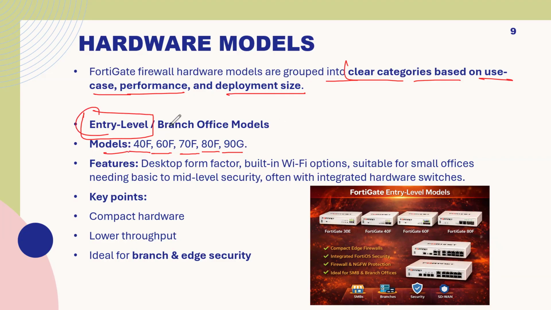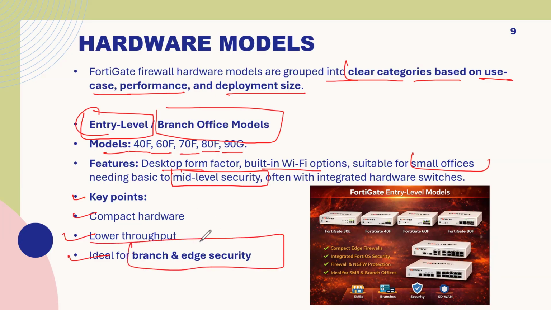Entry level means branch office models. Features like desktop form factor, built-in Wi-Fi options, suitable for small offices that require mid-level security. Key points: compact hardware, lower throughput, and ideal for branch and edge security. So this is the basic level, the starting point, where we can use these models. This is the first level.